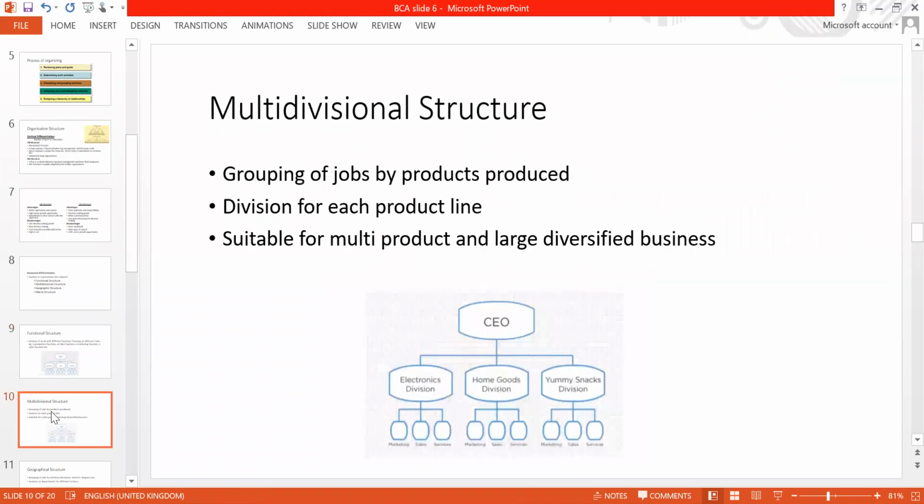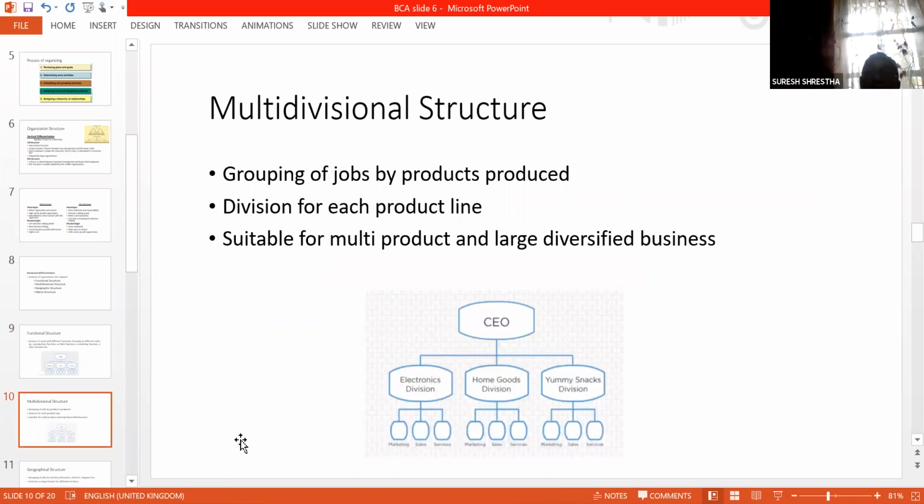Whereas there is this class will end in 3 minutes. So whereas in this multi-divisional structure, you have separate marketing team, separate sales team, separate services team for each of the products. Got it? You know now the difference, Manish? Sorry, sir, I don't get it.